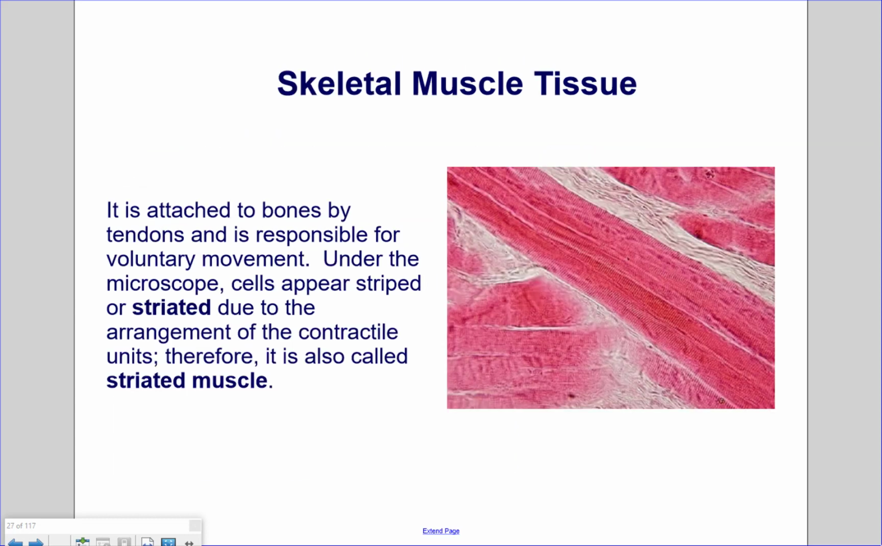Skeletal muscle tissue. Skeletal muscle tissue gets its name because it is attached to the bones by tendons and is responsible for voluntary movement. Under the microscope, cells appear to be striped or striated due to the arrangement of the contractile units. Therefore, it is also called striated muscle. So under the microscope, you see these little black bands. Those are the striations.